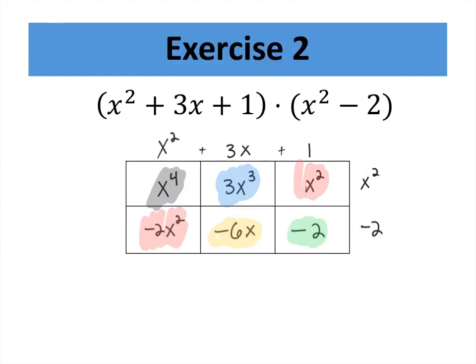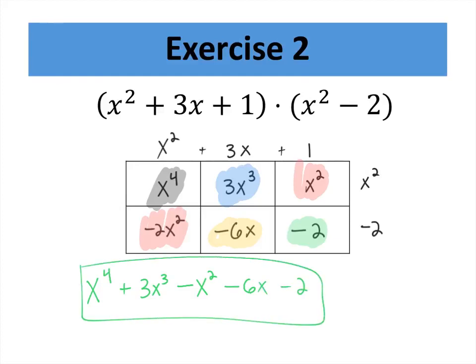So I'm going to do it in descending order. My largest value is x to the power of 4. My next largest value is 3x to the power of 3. My next largest exponent, negative 2x squared plus x squared, is negative x squared. Negative 6x, and then negative 2. So this would be our final answer to this problem.